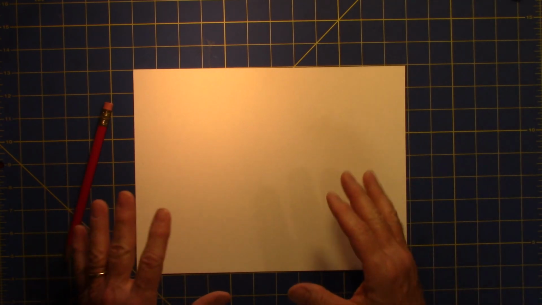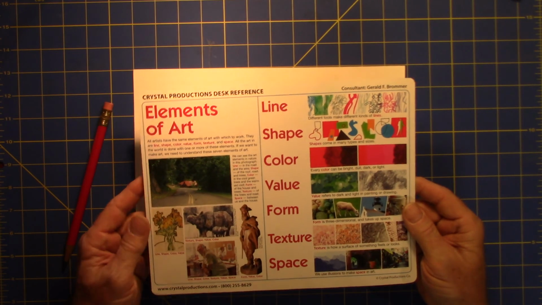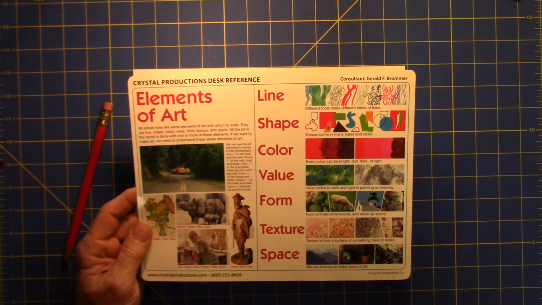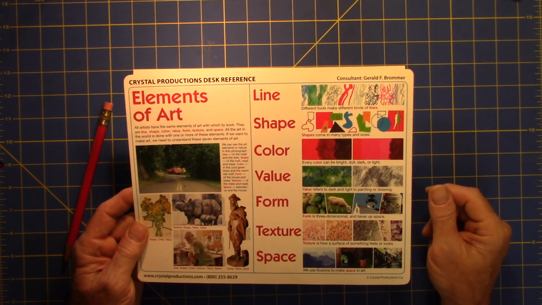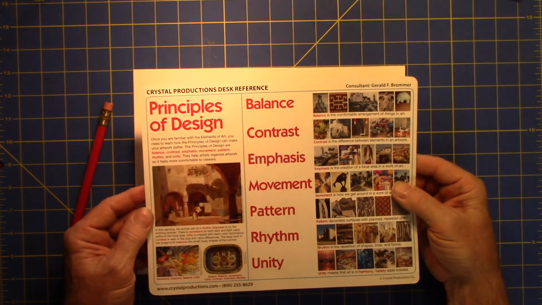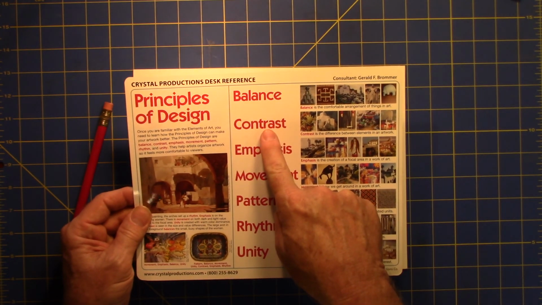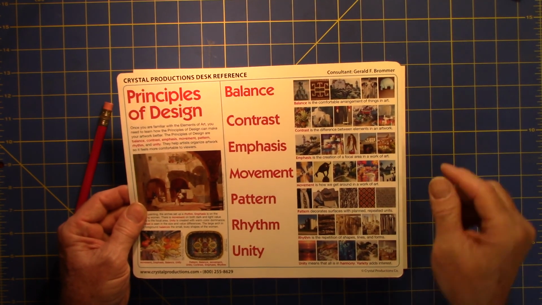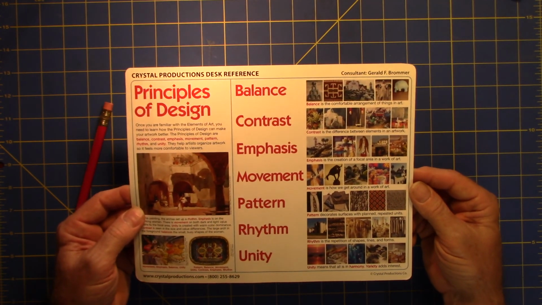Now before I get started, what I'm looking at is what elements of art am I planning on using? Well, with my crystal desk reference, elements of art, I'm going to be using lines, shapes, and colors. And then the idea is, what principle am I going to make using those elements? And I am going to be using contrast. Contrast is the difference between elements in an artwork. So I'll tell you about that contrast once we get to the coloring part.